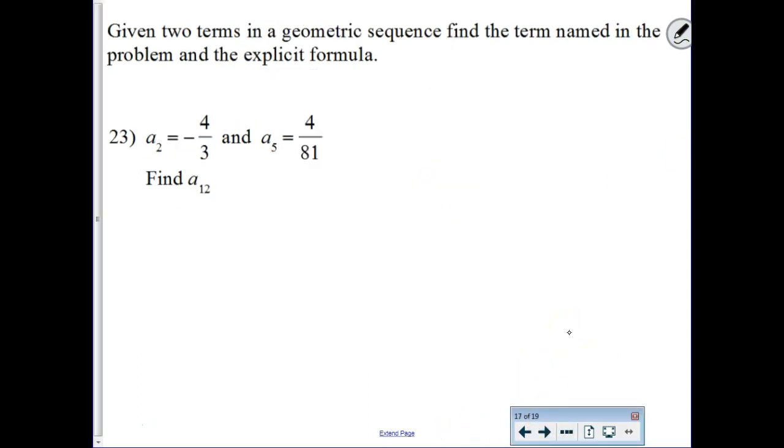So let's take a look at this next one. This one kind of stinks because notice what they didn't give me this time. They did not give me the first term. So on top of everything else I've got to figure out, I also have to go back and figure out the first term. But once we have the common ratio, that'll be fine. All right, here's what I want to do. I want to start with the 5th term, which is 4/81.